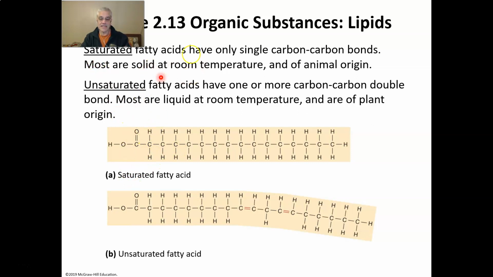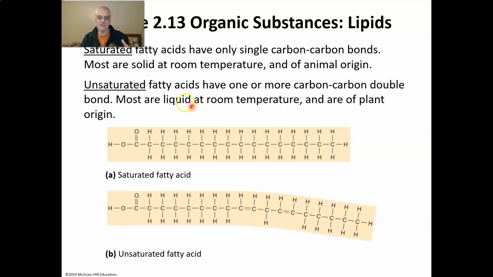A saturated fatty acid means carbon, carbon, carbon, carbon, carbon, carbon, carbon, carbon, carbon, hydrogen, hydrogen, hydrogen, hydrogen. All of the carbons are attached to another carbon and to hydrogens around the outside. There are no double bonds. There's no funny business here. This is called a saturated fatty acid. This would be a solid at room temperature. Butter is a good example. Butter is mostly saturated fatty acid.